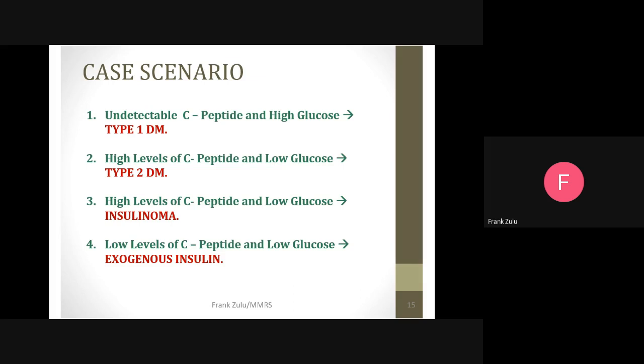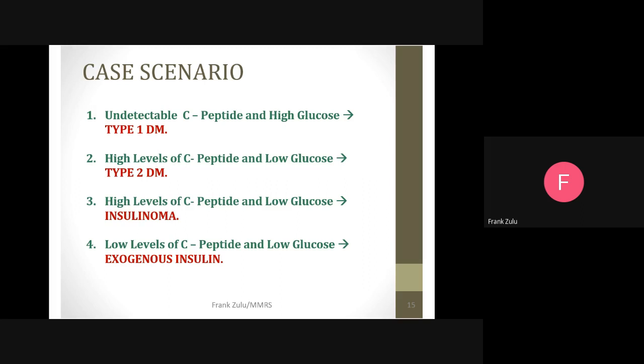Scenario number two, high levels of C-peptides and low levels of glucose. Okay? So C-peptides are high, insulin is high, and the glucose, I think I made a mistake here. It's supposed to be glucose high, C-peptides high, and insulin high. That's how it's supposed to be.